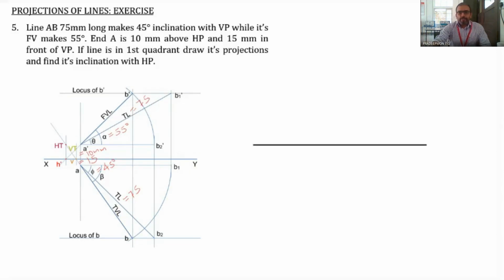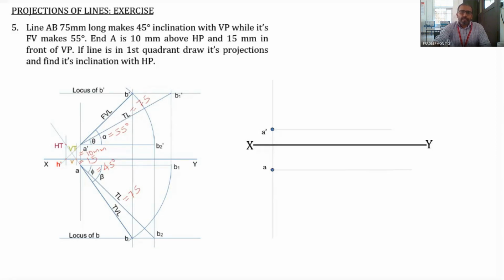The first step is to draw the horizontal line, that is the XY line. Then we mark the point A dash in the front view as well as A in the top view. A dash is marked 10 millimeter above the XY line and A is marked 15 millimeter below the XY line. That marking is already given in our base figure. Now we draw the locus of A, that is a line parallel to the XY line through A.